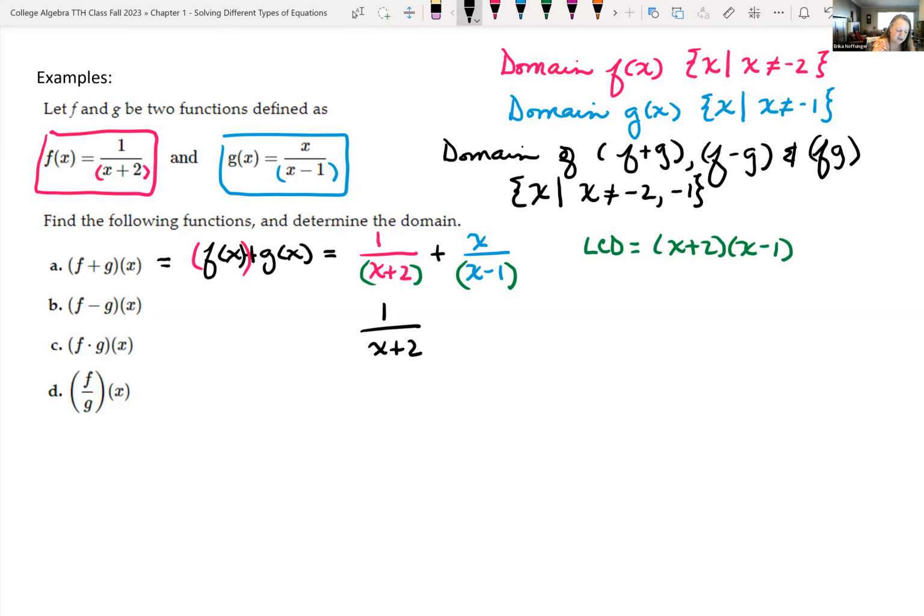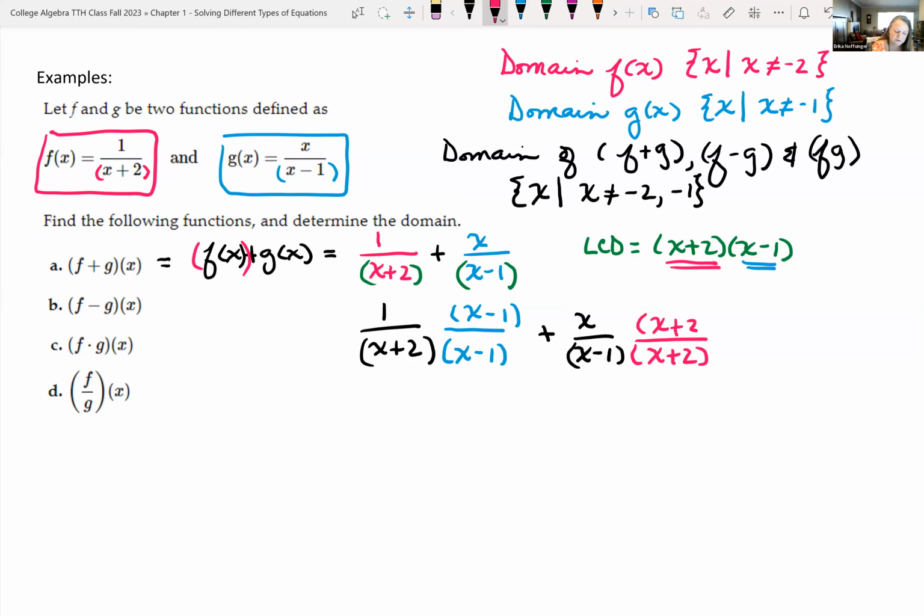So I need a common denominator in each case. And so 1 over x plus 2, and this is missing x minus 1 in the denominator. So I'm going to multiply this fraction by a fancy 1 of x minus 1 over x minus 1 to get the LCD. Plus, I have the x over x minus 1. But for this denominator, I'm missing x plus 2. And so I need x plus 2 down in the denominator. So I'm going to multiply this fraction by a fancy 1 of x plus 2 over x plus 2.